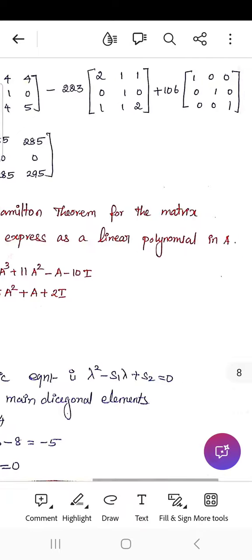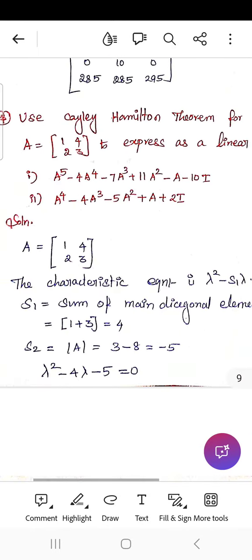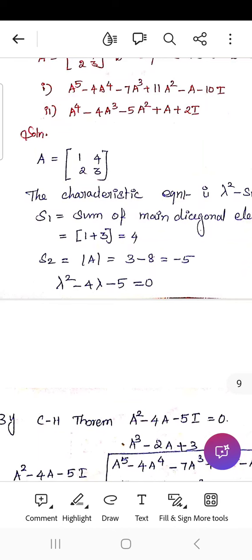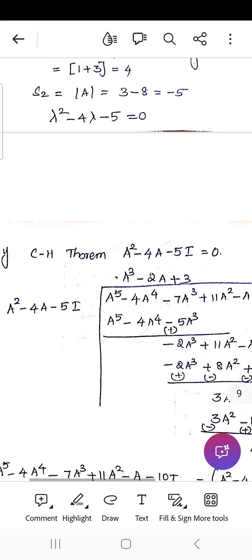Next one is use the Cayley-Hamilton theorem for the matrix A to express the polynomial as a linear polynomial in A. First, we consider the characteristic equation lambda square minus s1 lambda plus s2 equal to 0, where s1 is the sum of the main diagonal elements, that is 4, and s2 is the determinant of A, our value is minus 5. The characteristic equation is lambda square minus 4 lambda minus 5 equal to 0. By using the Cayley-Hamilton theorem, every square matrix satisfies its own characteristic equation. Therefore, put lambda equal to A: a square minus 4a minus 5I equal to 0.